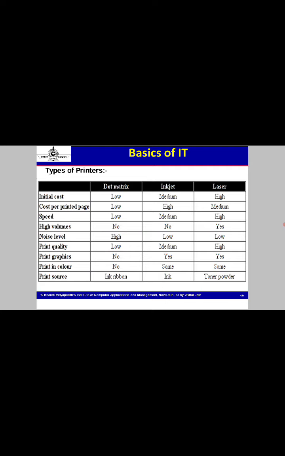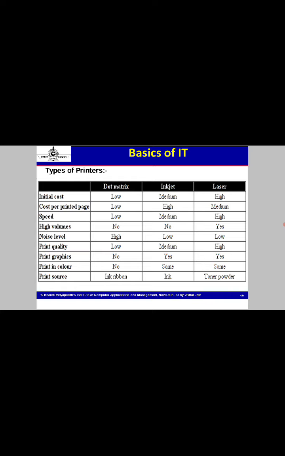Dot matrix printers are low cost printers, and the speed of the printer is also low. Volume means how many pages are supported, which is low volume. Noise is high, and print quality is also low. Graphic printing is not supported, and color printing is not supported. The printing source means how the printing is done, by using ribbons.